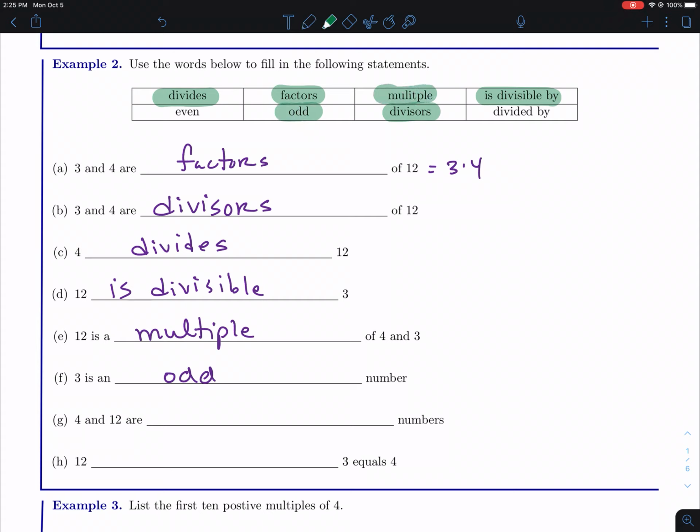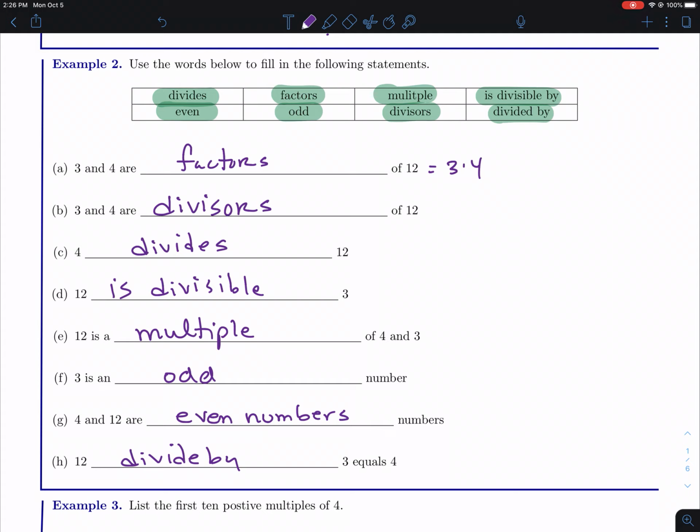Oh, I forgot to scratch off multiple. So we're down to 2 left here. 4 and 12 are even numbers. And then finally, by process of elimination, 12 divided by 3 equals 4. So it looks like we got them all right. Hopefully everybody got those same answers at home when you were working on it on your own.